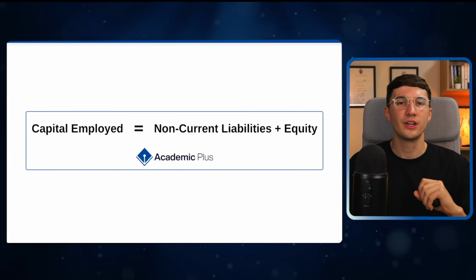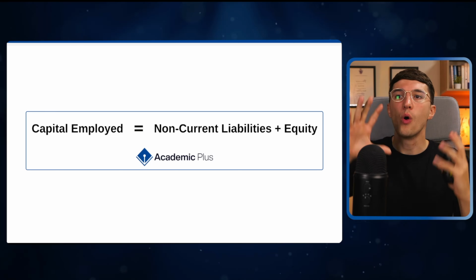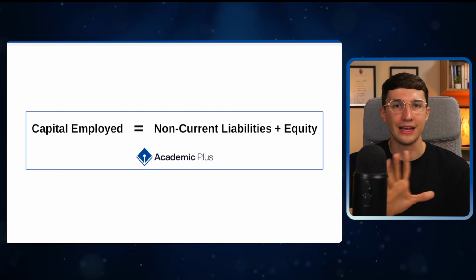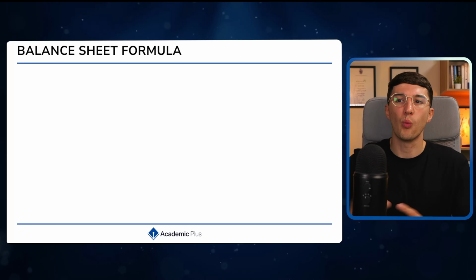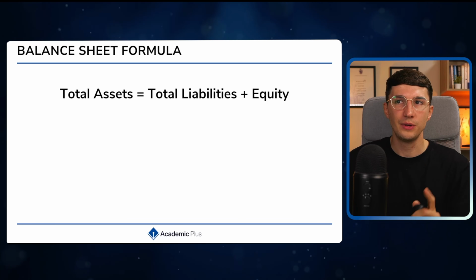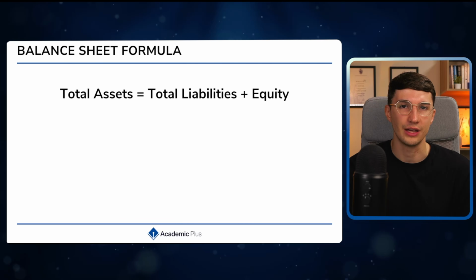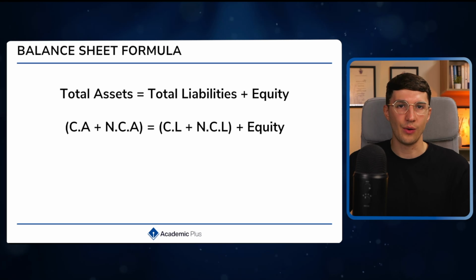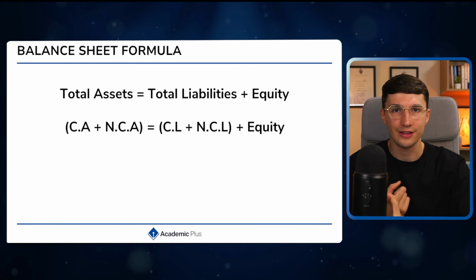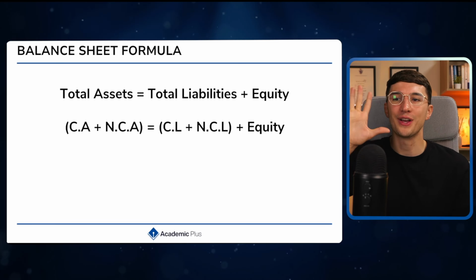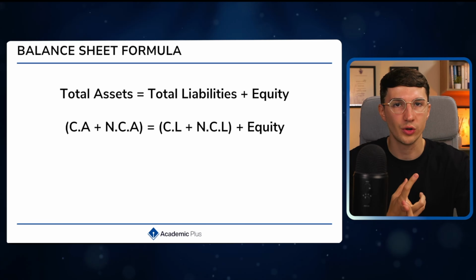Now, some of you might be looking at me and saying, well, my teacher told me there's another formula for capital employed. I would say this is the main one, but yes, there is a different formula. Because, going back to the balance sheet, why is it called a balance sheet? Well, that's because your total assets are equal to your total liabilities plus your equity. If we expand that out a little, your total assets are equal to your current assets plus your non-current assets. Your total liabilities are equal to your current liabilities plus your non-current liabilities.